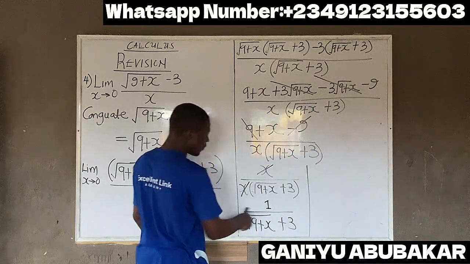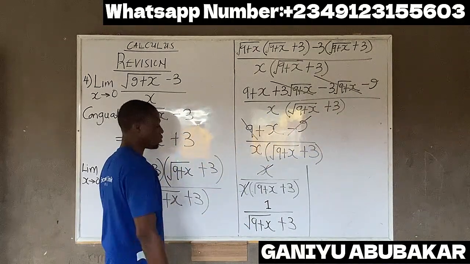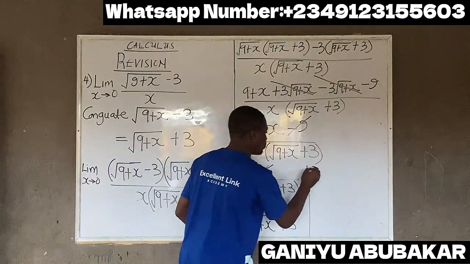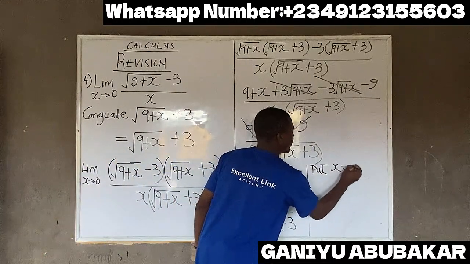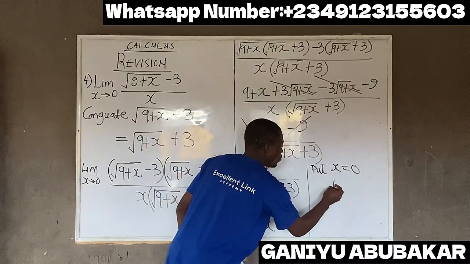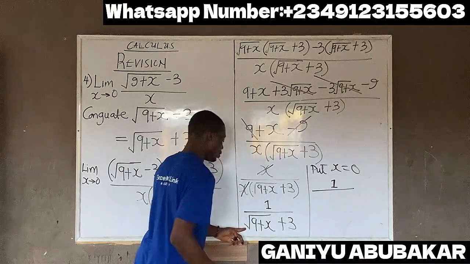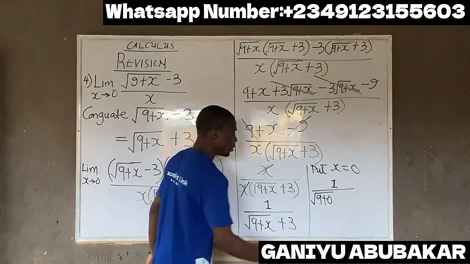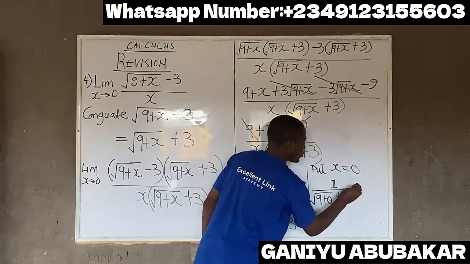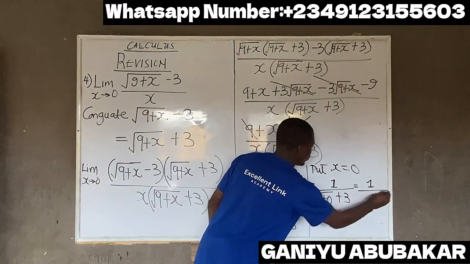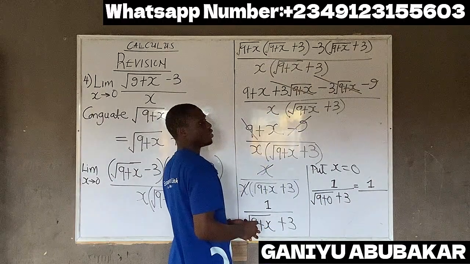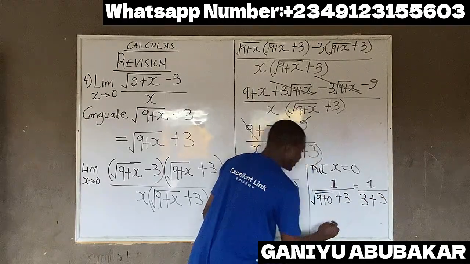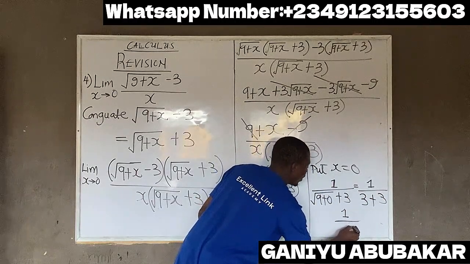So what I'm having left here is 1 over root 9 plus x plus 3. What's the limit? The limit as x tends to 0. So put x as 0. This gives you 1 all over root 9 plus 0, x is 0, then of course plus 3. This gives you 1 all over root 9, since 9 plus 0 gives you 9. What's root 9? That's 3, plus this 3. My answer becomes 1 over 6.